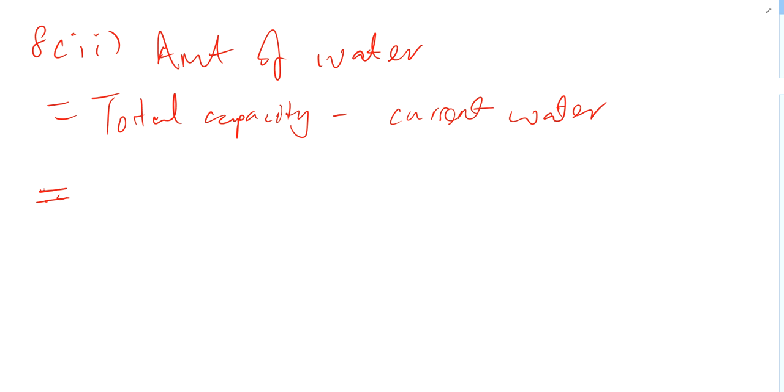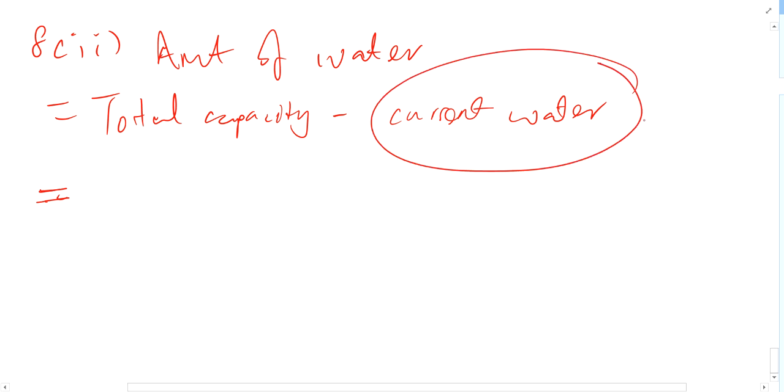So if I want the total volume, what is the working for that? The volume is the C part 1. C part 1 is the current amount of water. This is C part 1. But what about total volume?